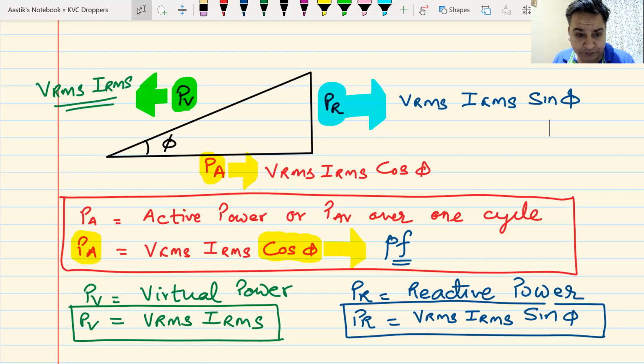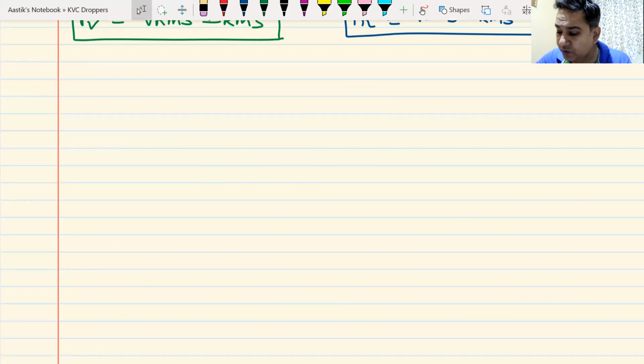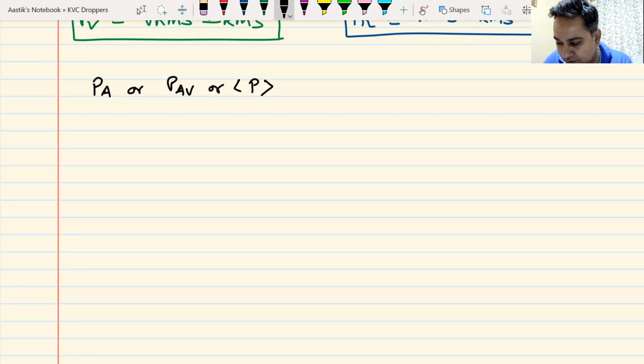Okay. Now what we are going to do is concentrate much on the average power or the active power, PA or P average. You can write it like this, or like this. Doesn't matter, it is one and the same thing. Whenever someone asks you, what is the power of this AC circuit, they are talking about the active power or the average power.